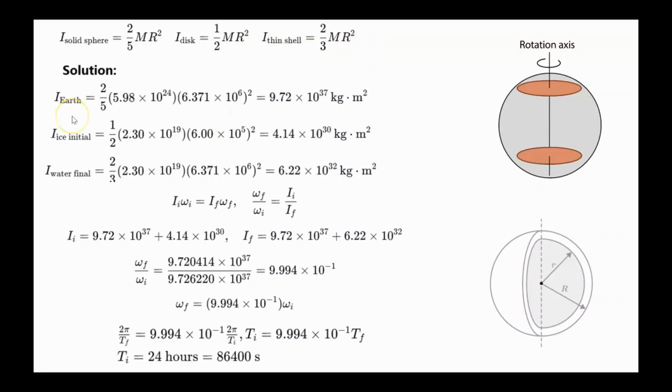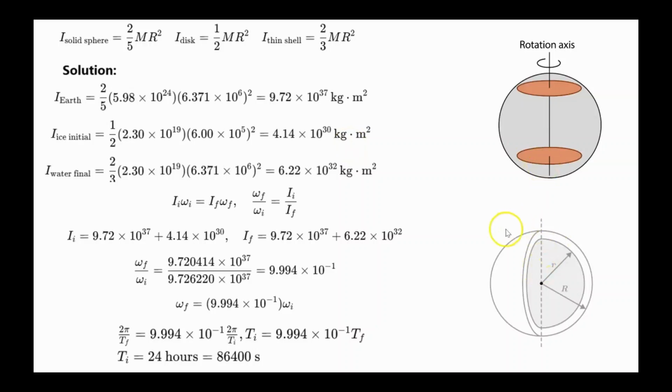The Earth is a sphere, and the moment of inertia of the Earth without the ice caps is 9.72 times 10 to the 37 kilograms meter squared. The moment of inertia of the ice initially is equal to the sum of the moment of inertia of these two ice disks. That's equal to 1/2 times the combined mass times the radius squared, and that's 4.14 times 10 to the 30th kilograms meter squared.